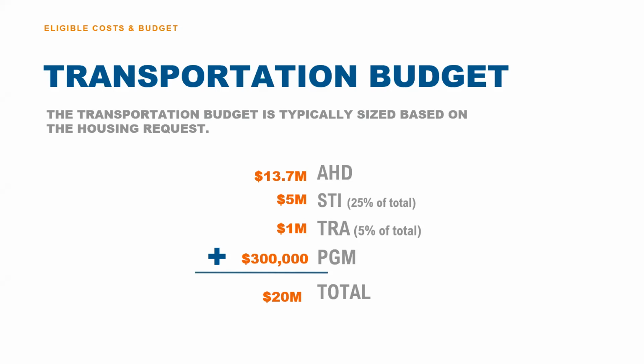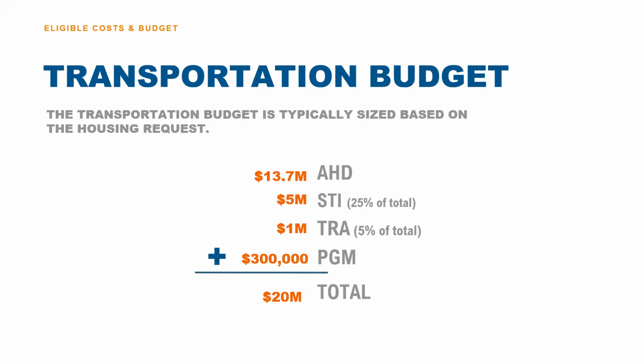On the other hand, you can spend more than the 25% and 5% as long as you don't exceed the $10 million STI and TRA cap. So, going back to this example, you have $3.7 million for the housing loan, $5 million for the STI ask, and $1 million for the TRA, plus the $300,000 for the program costs. So here, you would have a total ask of $20 million. This proposed budget meets the ASIC guidelines that at least 50% of the total ask go toward the housing development, and at the same time, the combined STI and TRA ask are below the $10 million cap.